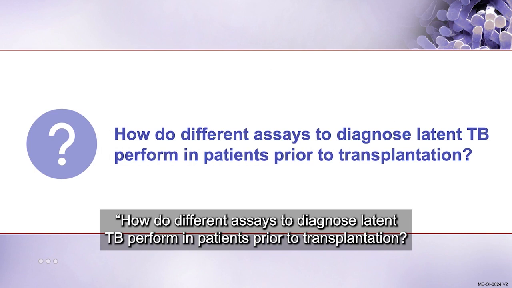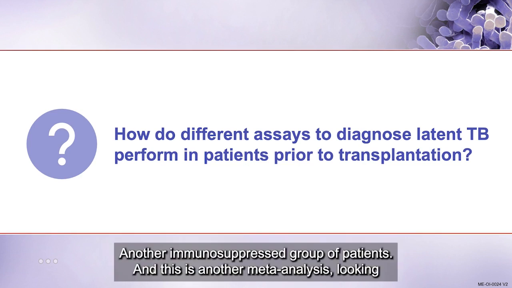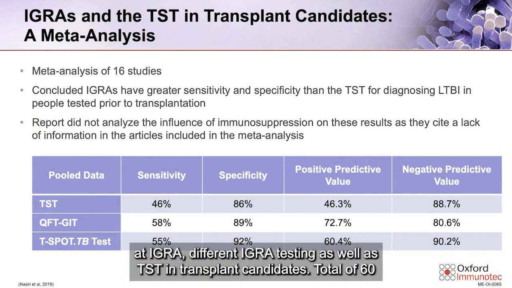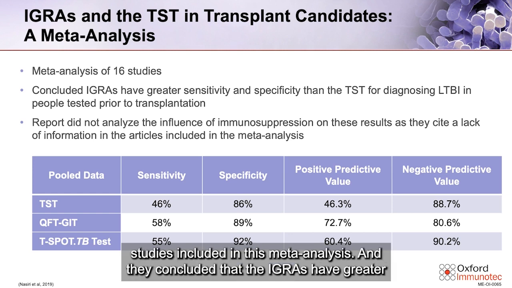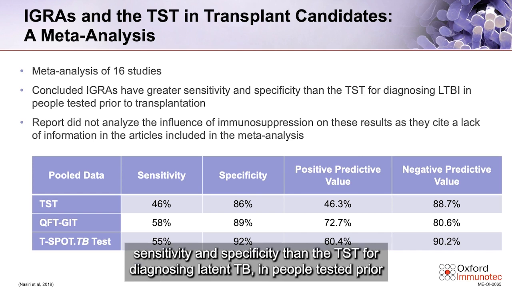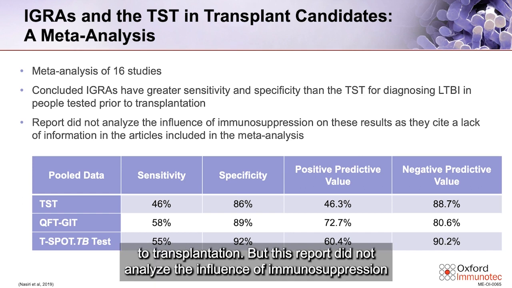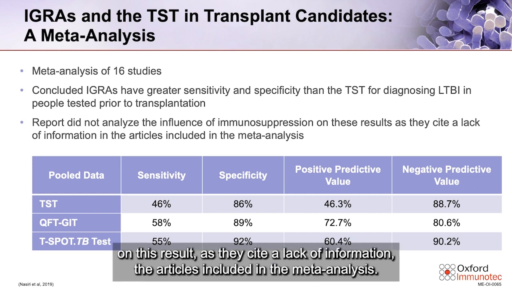How do different assays to diagnose latent TB perform in patients prior to transplantation? Another immunosuppressed group of patients. This is another meta-analysis looking at different IGRA testing, as well as TST, in transplant candidates. A total of 16 studies were included in this meta-analysis, and they concluded that the IGRAs have greater sensitivity and specificity than the TST for diagnosing latent TB in people tested prior to transplantation. But this report did not analyze the influence of immunosuppression on this result, as they cite a lack of information in the articles included in the meta-analysis.